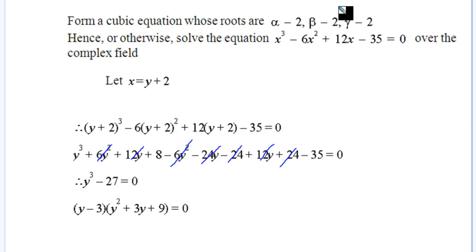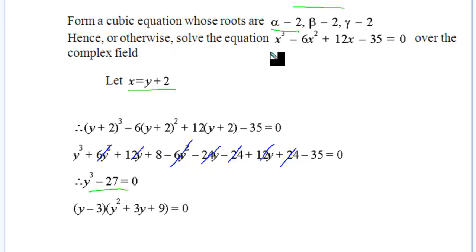This time, alpha, beta, gamma are the roots of this equation, and form a cubic whose roots are that one. So again, because it's alpha minus 2, beta minus 2, gamma minus 2, let x be y plus 2. So we get that expansion out, and so we need to just expand those terms. It comes down to a very nice little one of y cubed minus 27, which can factorize there. So that's very nice. Lots of terms cleared out and gave us that.